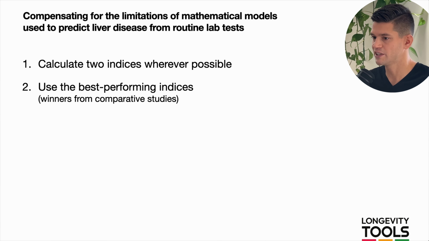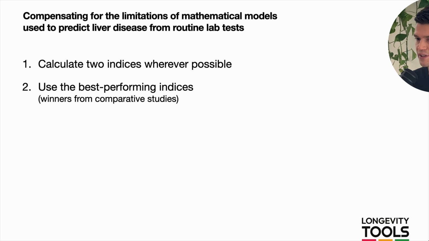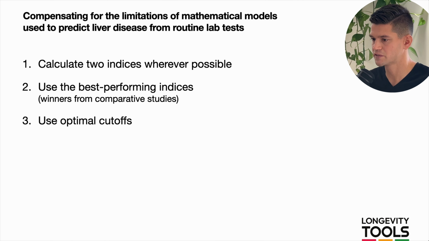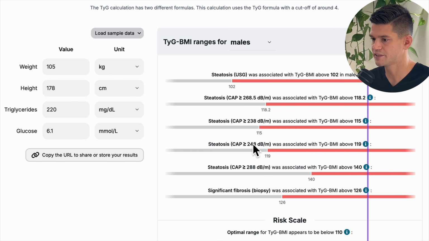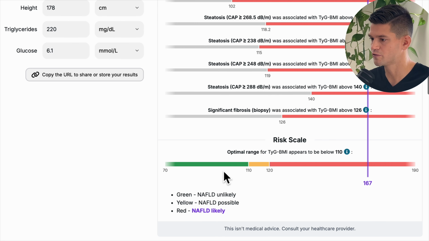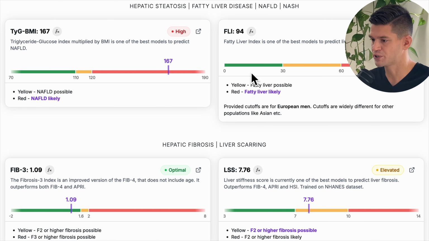Second, I use the best performing indices, the ones that consistently outperform others in comparative studies. For example, in this study, you can see that the best index for predicting fatty liver was FLI, closely followed by TYG-BMI. Third, I make sure to use the optimal cutoffs. For each index, I plot all the studies visually with the reference standards and determine the optimal cutoff based on that. And lastly, it's important to remember that these prediction models are just simple linear calculations.